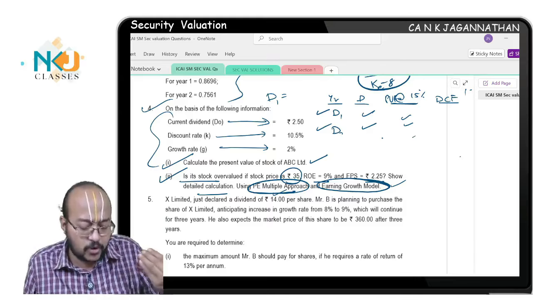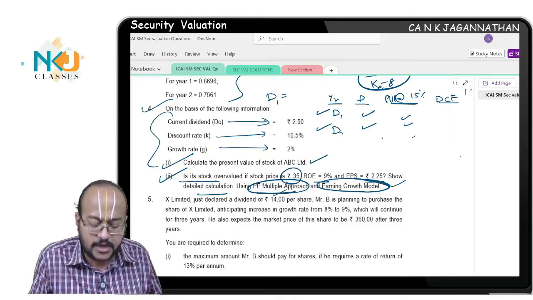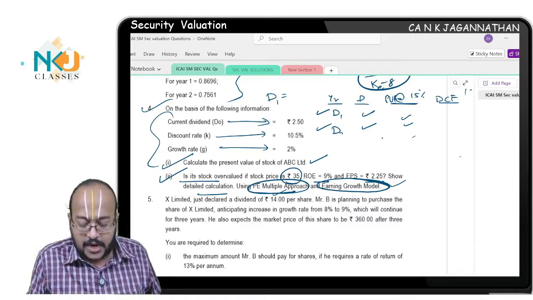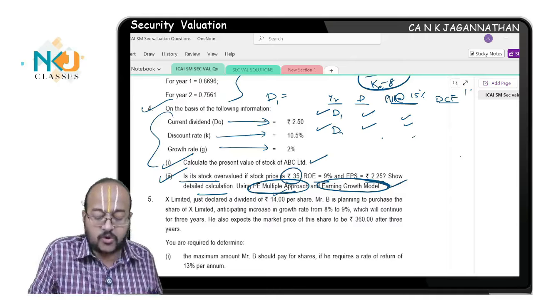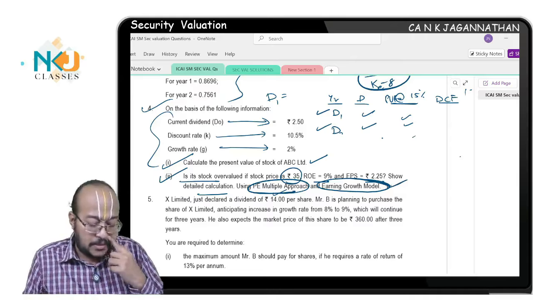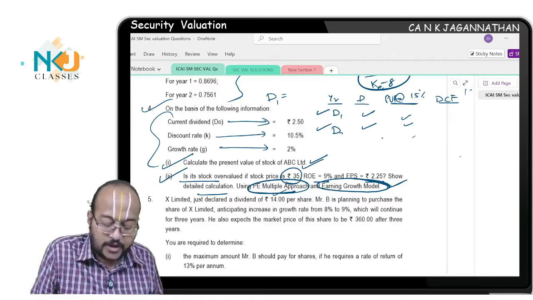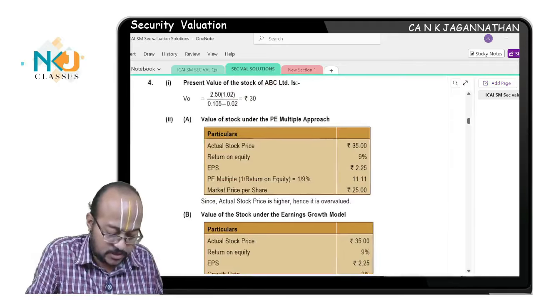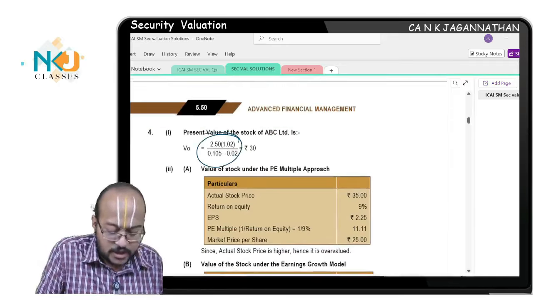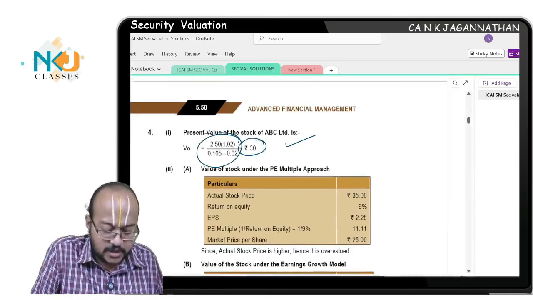In order to compute PE ratio, PE ratio is nothing but 1 by ROE, and then they have given EPS. They have asked us to compute earnings growth model. What is the share price? And we will compare it with 35 and find whether there is any undervaluation or overvaluation, whether we will buy or sell the security. See, present value of the stock D1 by KE minus G, simply 30 rupees is the value.